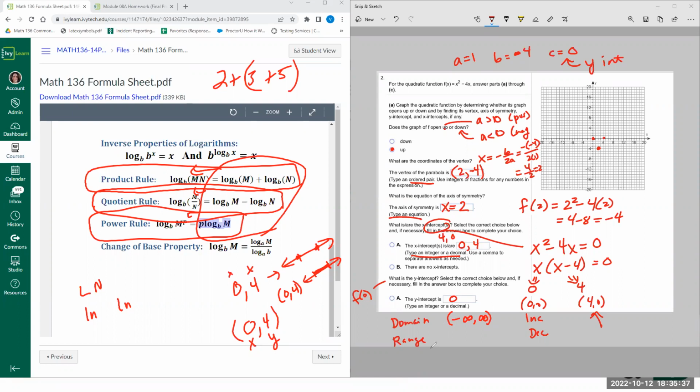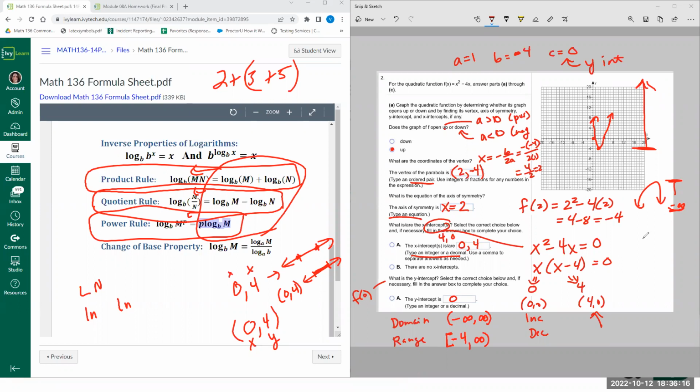The range is going to be from the vertex, and since this opens upward, from the vertex upward, starting with square brackets at the y coordinate of the vertex, and then going up to infinity. So the range, you always want to think from the bottom of the graph to the top. If it was going downward, you would start with negative infinity and then go up and stop at the top. So it always goes least to greatest, bottom to top, left to right, not the other way around. That's the main thing to watch for the domain and range.